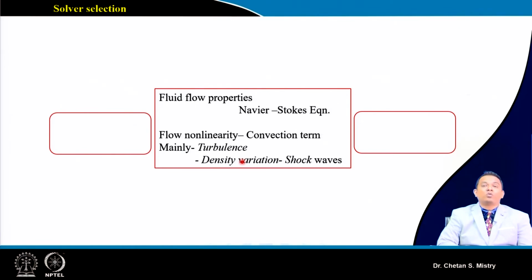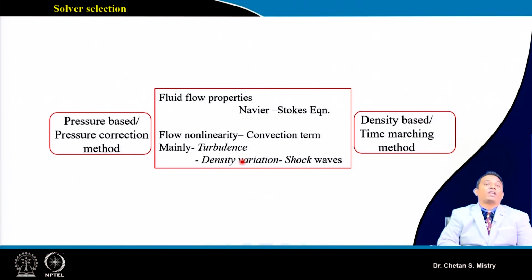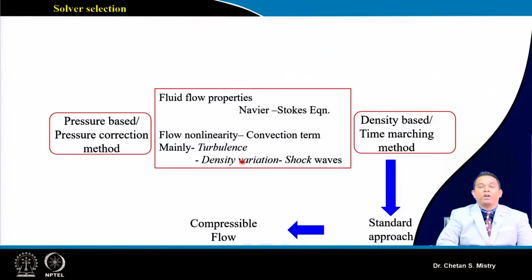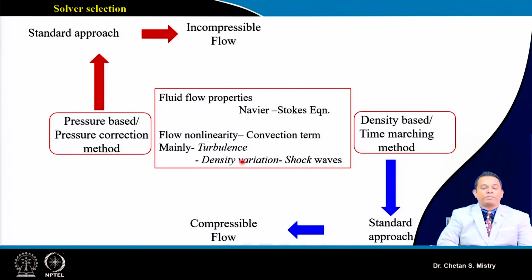There are two different kinds of solvers people have defined. One is the pressure based solver, or we can say the pressure correction method. The second is the density based solver, or we can say the time marching method. Now this density based solver is the standard approach when we are analyzing compressible flow. When we are going with incompressible flow, the standard approach is to go with a pressure based solver.